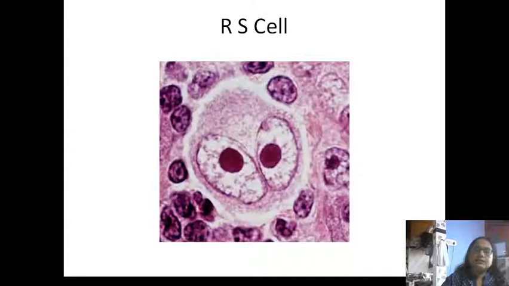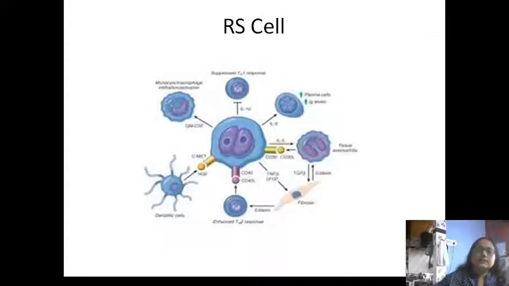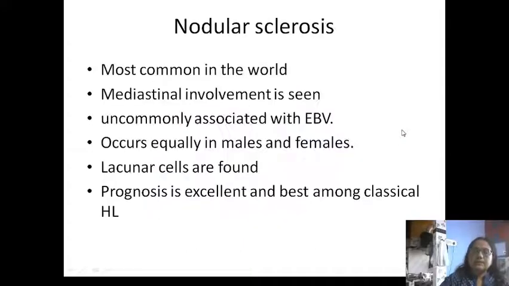So this is a picture of an RS cell. Here in this picture you see there is a Reed-Sternberg cell which is secreting various cytokines and chemokines, which are in turn attracting, see here, the monocytes, macrophages, plasma cells, lymphocytes, eosinophils and so on. So this is very important.